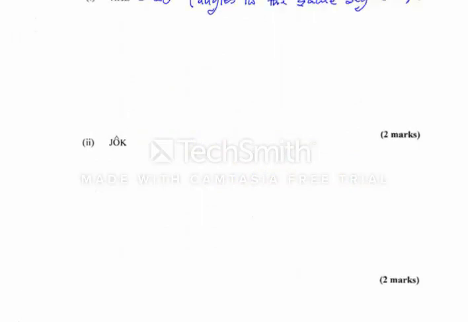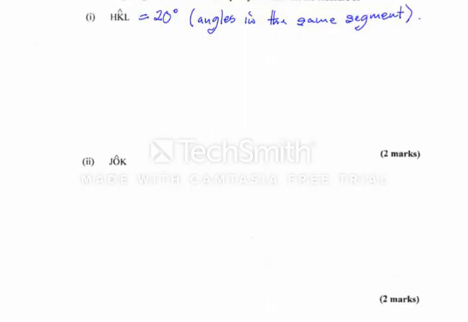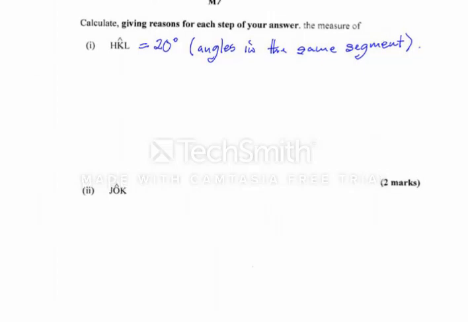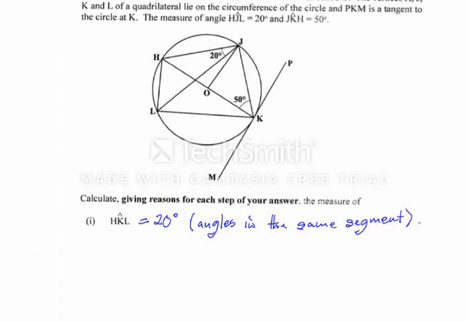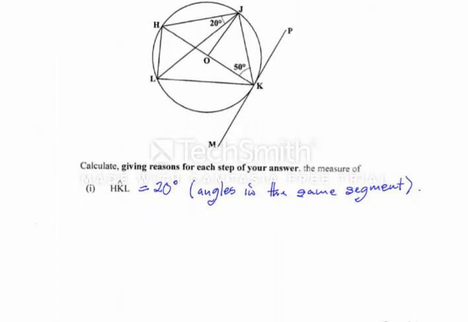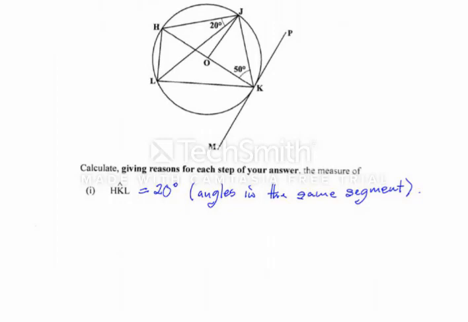Next, we're asked to calculate angle JOK. So let's go back to our diagram. All right, angle JOK. Let's identify it. Angle JOK is the angle here at the center. Let's call it theta. And let's see if we can determine the easiest way of arriving at the answer for that question.